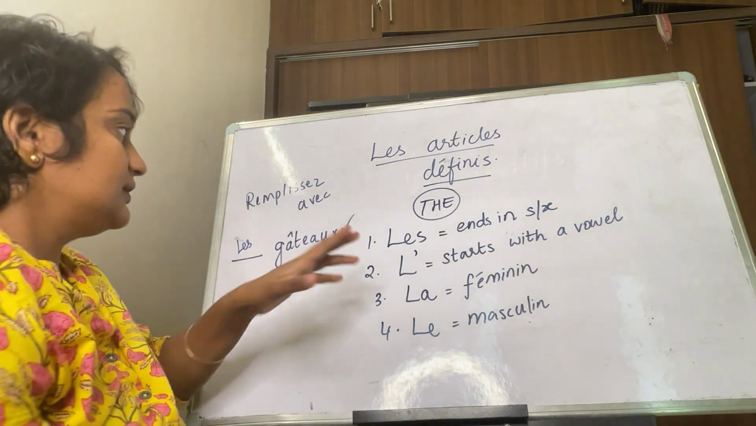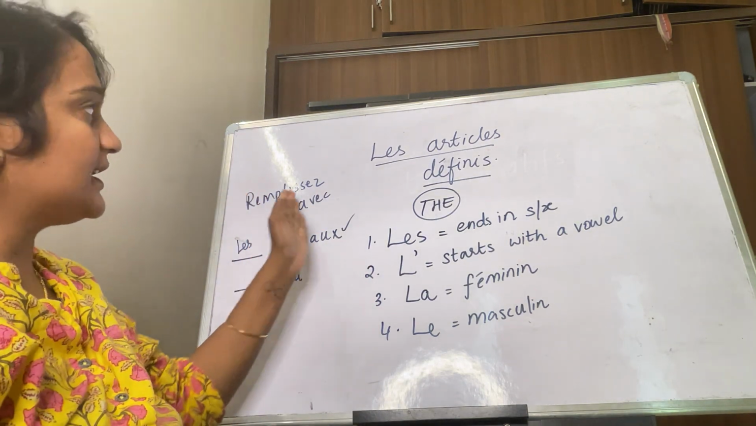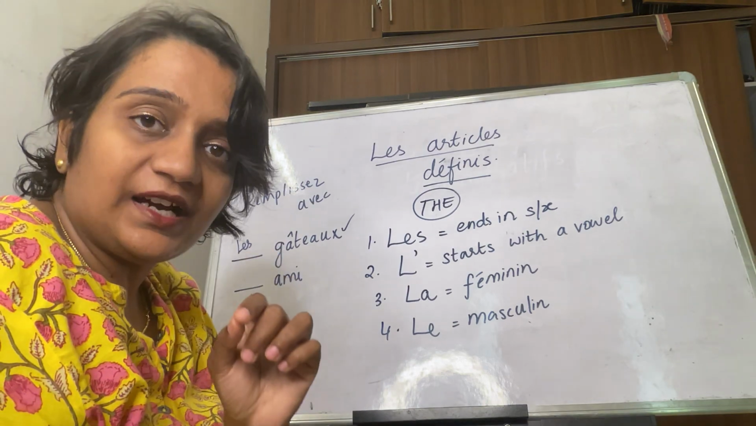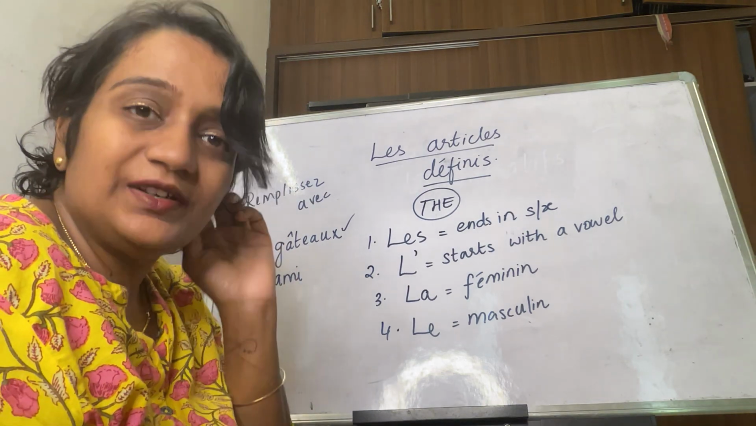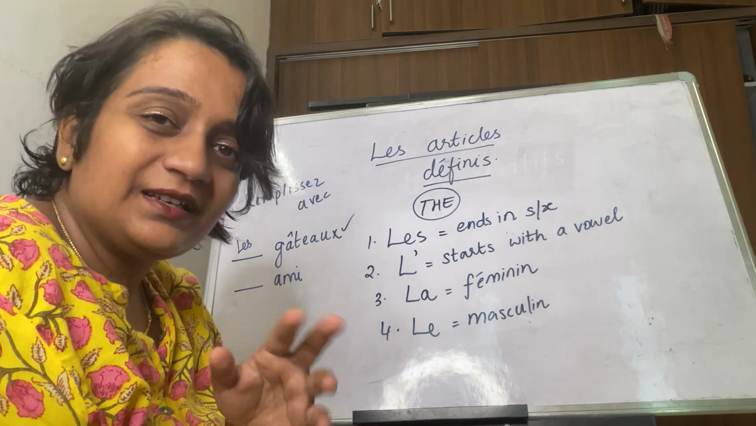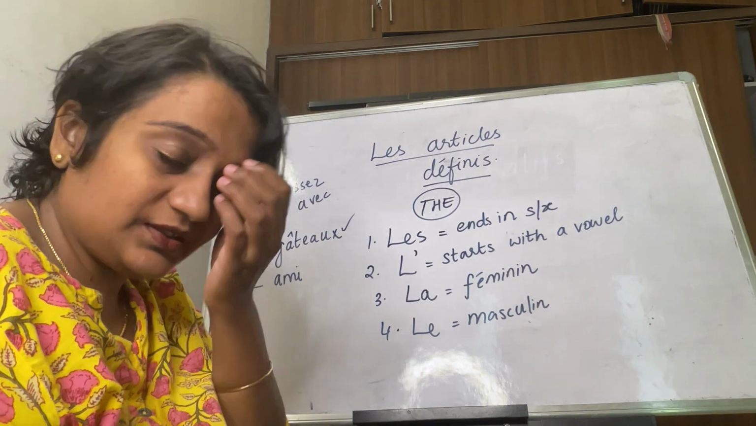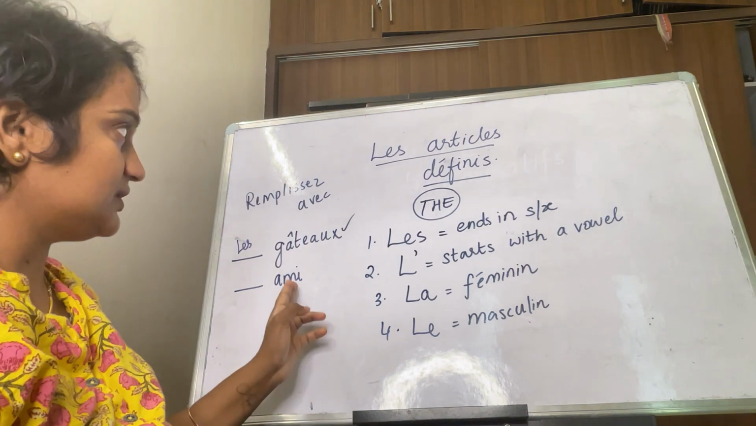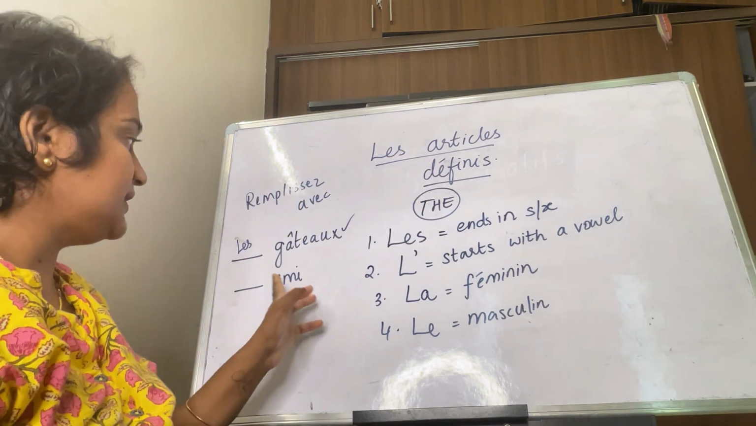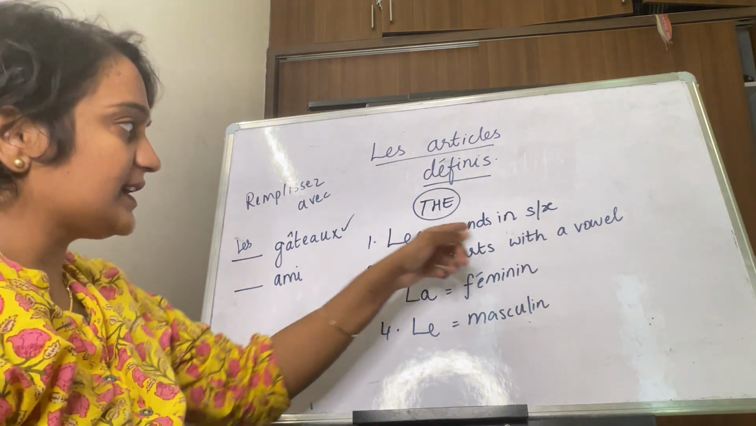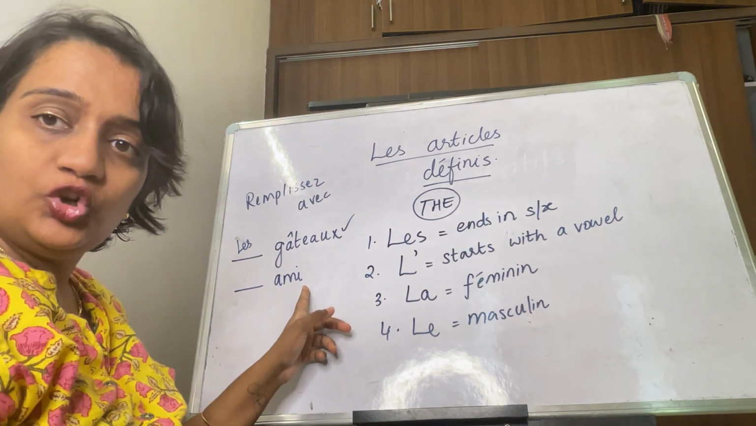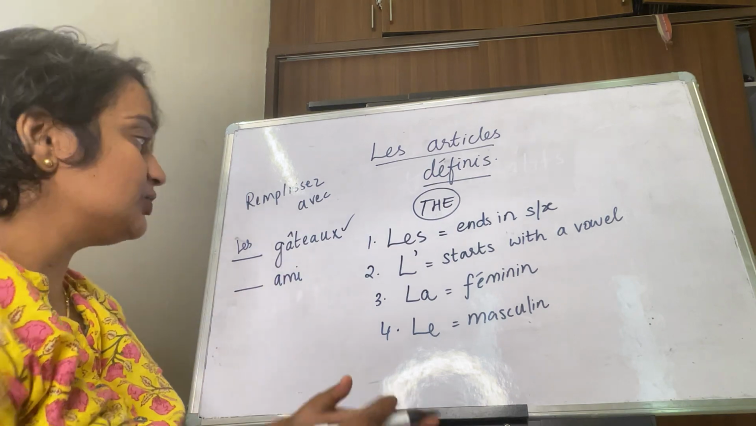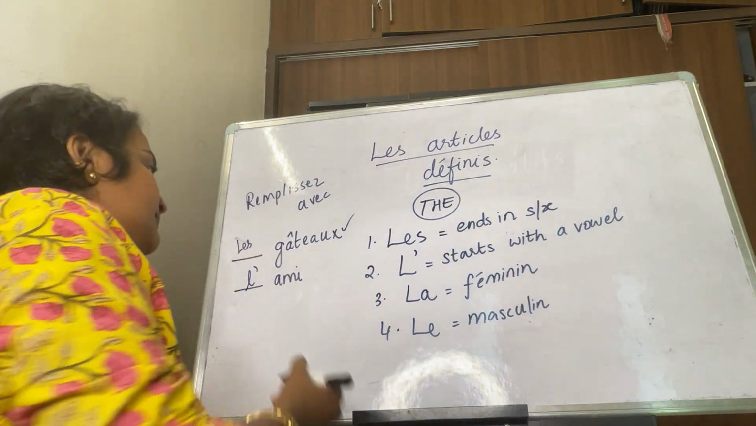Okay. Again, remplissez avec les articles définis. Please go through the title of your task. Okay. Don't be in a hurry. Usually in French exams you have a lot of time, but there could be a trick question and so on. So go through the name of the task and then do the question. Remplissez avec les articles définis, ami. Does it end with s or x? No. Does it start with a vowel? Yes, it does start with a vowel. So I'm going to go with l apostrophe.